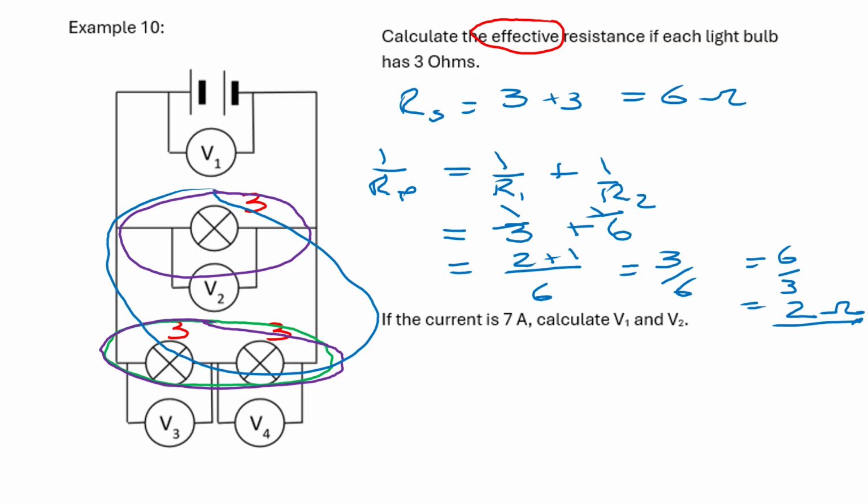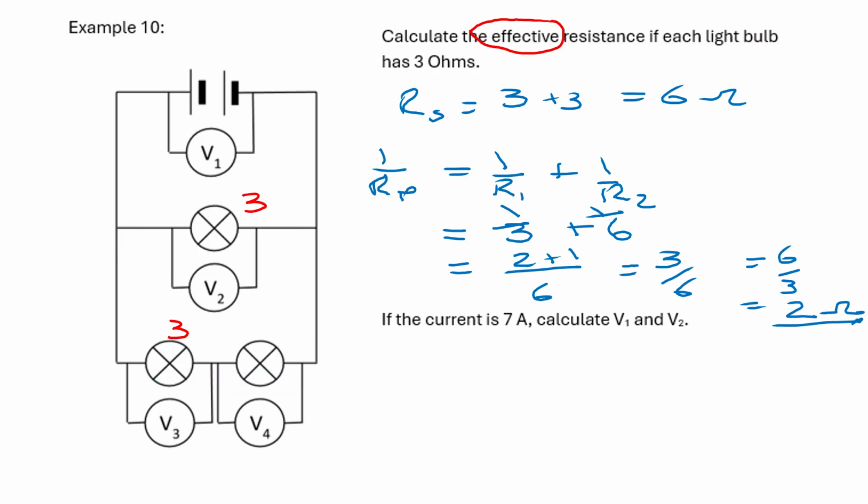Okay, last question. If the current is 7 amps, calculate V1 and V2. So here is V1. Let me just erase all my drawings so that you can actually see what they've given us. Okay, so here's V1 over here, which is the total, and V2, which is over here in the parallel section. And what did we tell you about voltmeters that are in parallel? That they equal each other as long as there's no extra series portion. And there is no extra series portion. So we can just deduce that whatever V1 is, V2 is going to be as well.